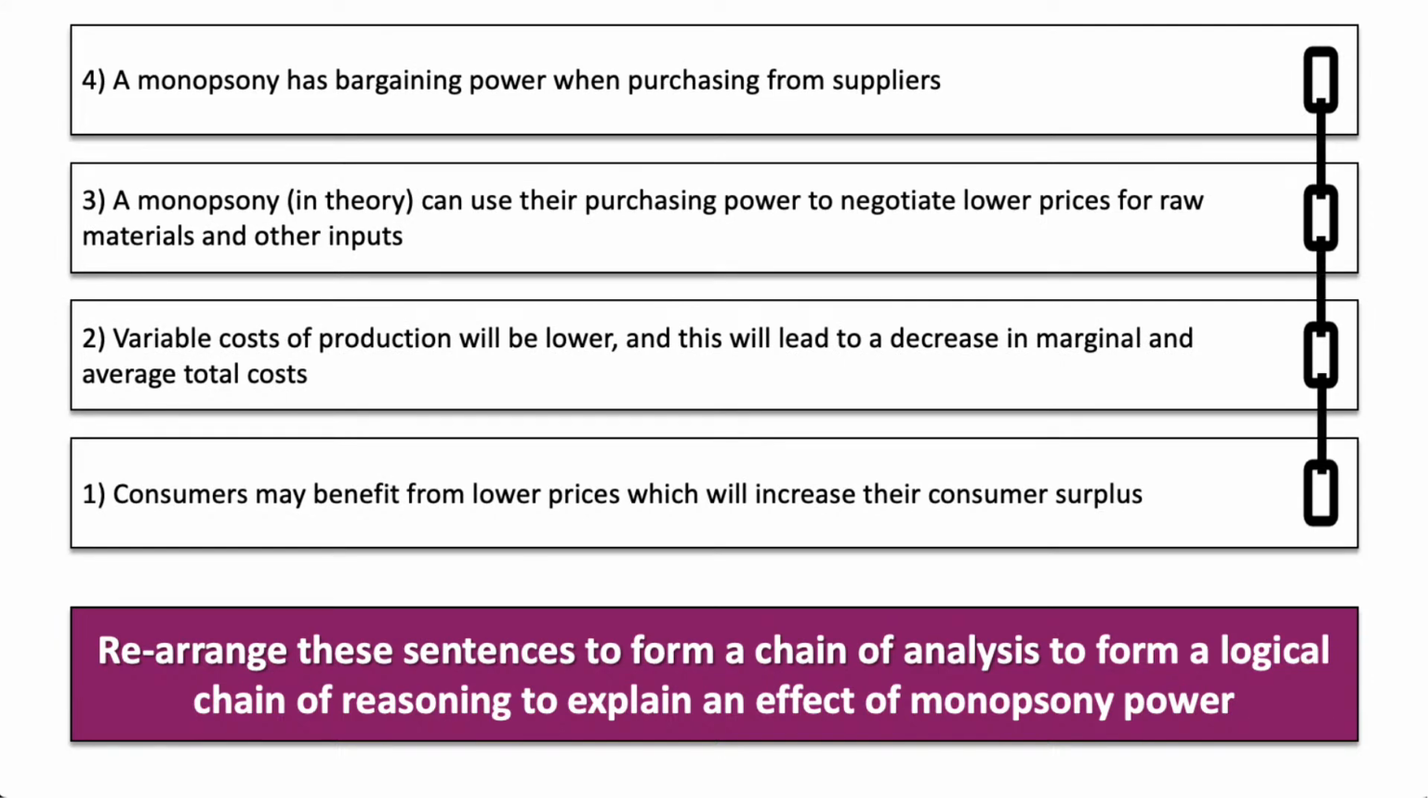So actually, what we could now do is add in some linking words to this. So we could start by saying a monopsony has bargaining power when purchasing from suppliers. We could say this means that a monopsony, in theory, can use their purchasing power to negotiate lower prices for raw materials and other inputs. Let's extend that a bit further in our chain of reasoning. We say, as a result, variable costs of production will be lower, and this will lead to a decrease in marginal and average total costs. And consequently, consumers may benefit from lower prices, which will increase their consumer surplus.